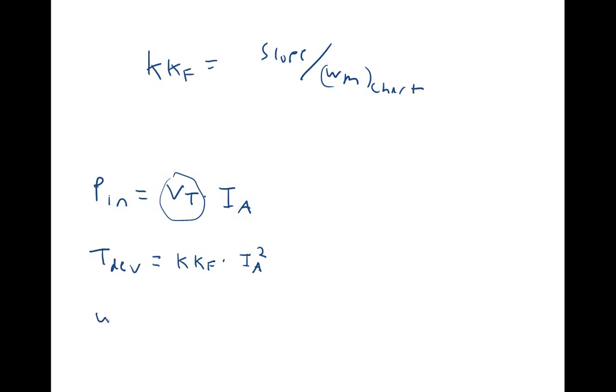And lastly, we have the speed is related to the torque from the equations from the formula sheet. So once we know the torque and KKF, we can find the speed. And so that's how we can do problem 5.